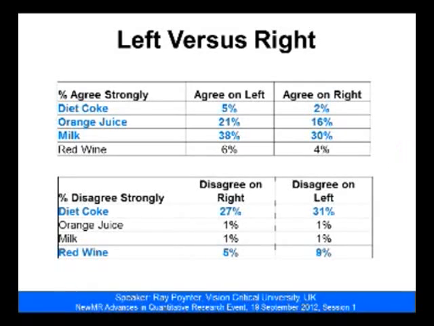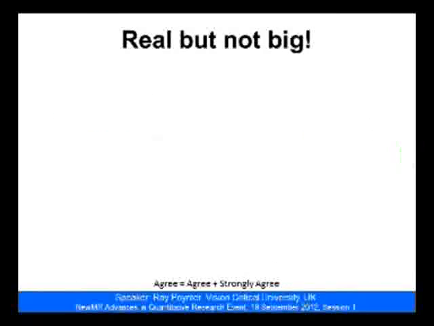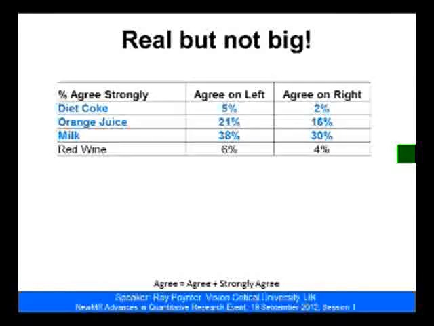Looking now at the disagree part of the picture, what percentage disagreed strongly? If we put disagree strongly on the left, for Diet Coke, we get 31% disagreeing strongly instead of 27%. For red wine, we get 9% disagreeing strongly instead of 5%. So, in context, so this is people in the UK answering panel surveys about this sort of product. So I don't want to generalize too widely, but it is entirely consistent with everybody else's findings. Real but not big. I think that's an important message.